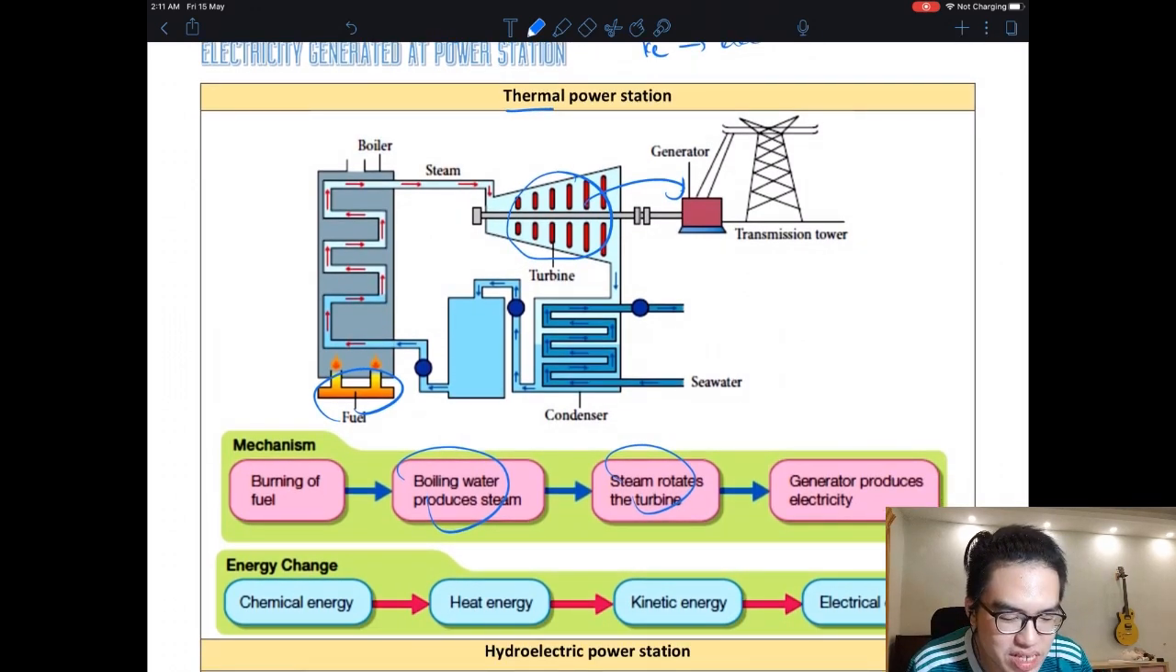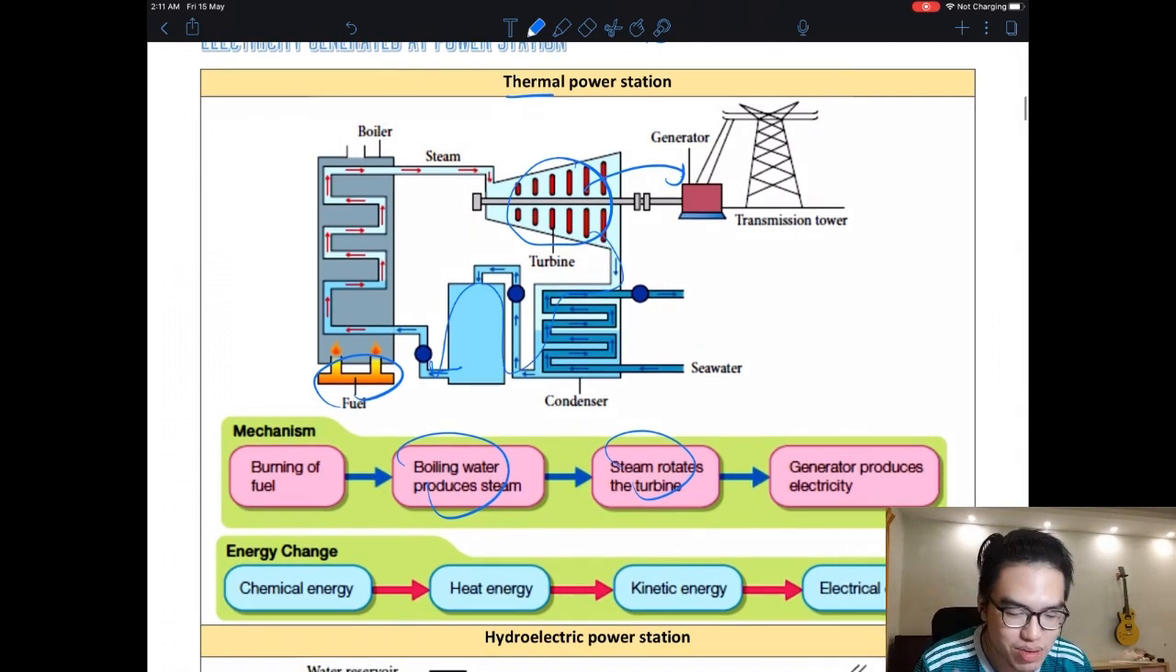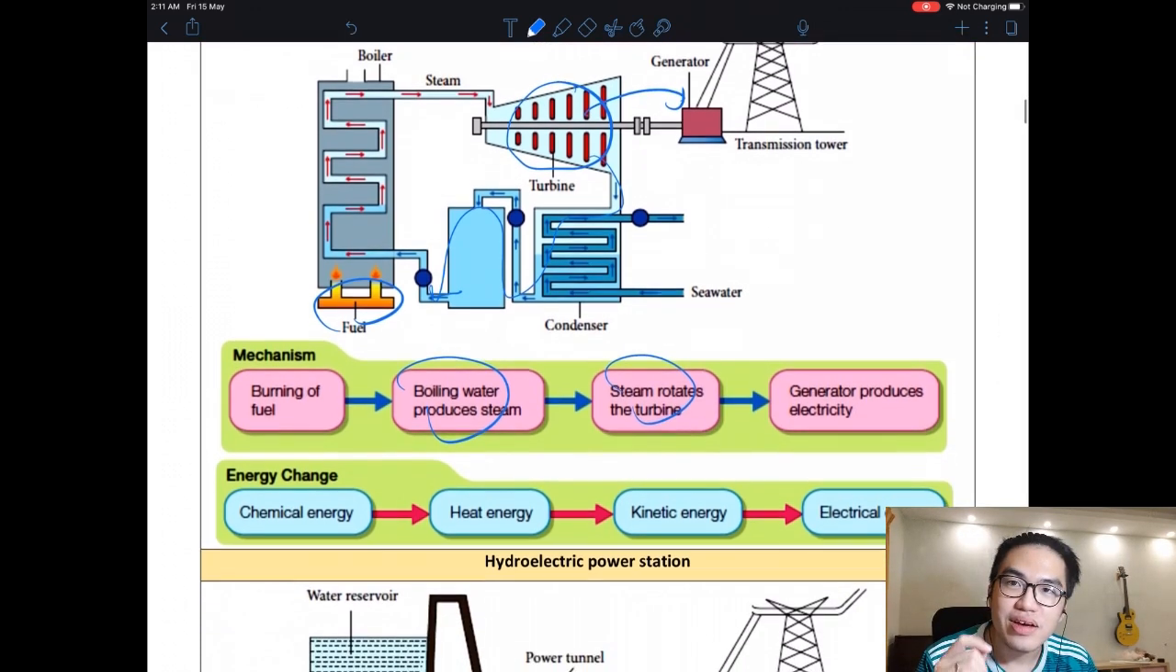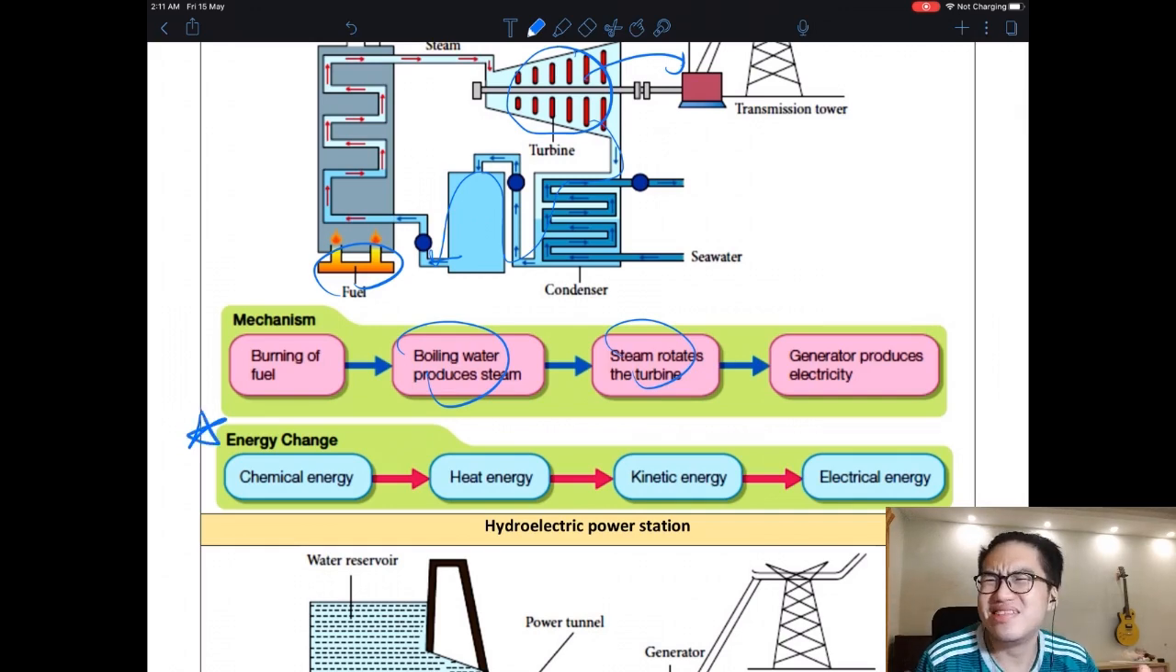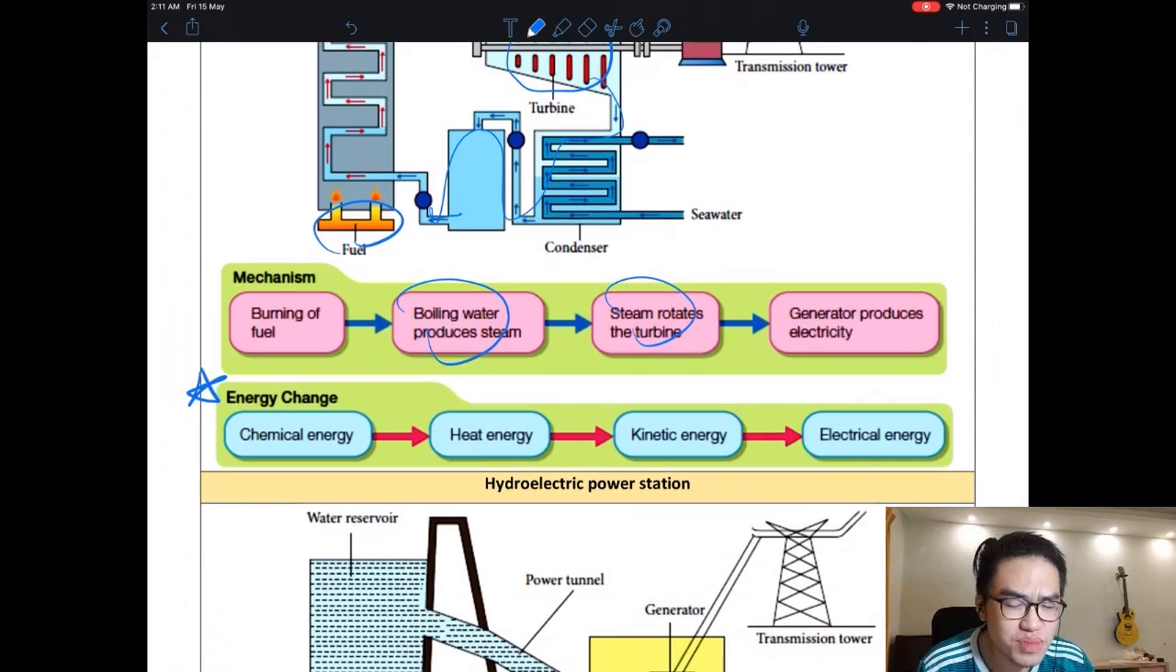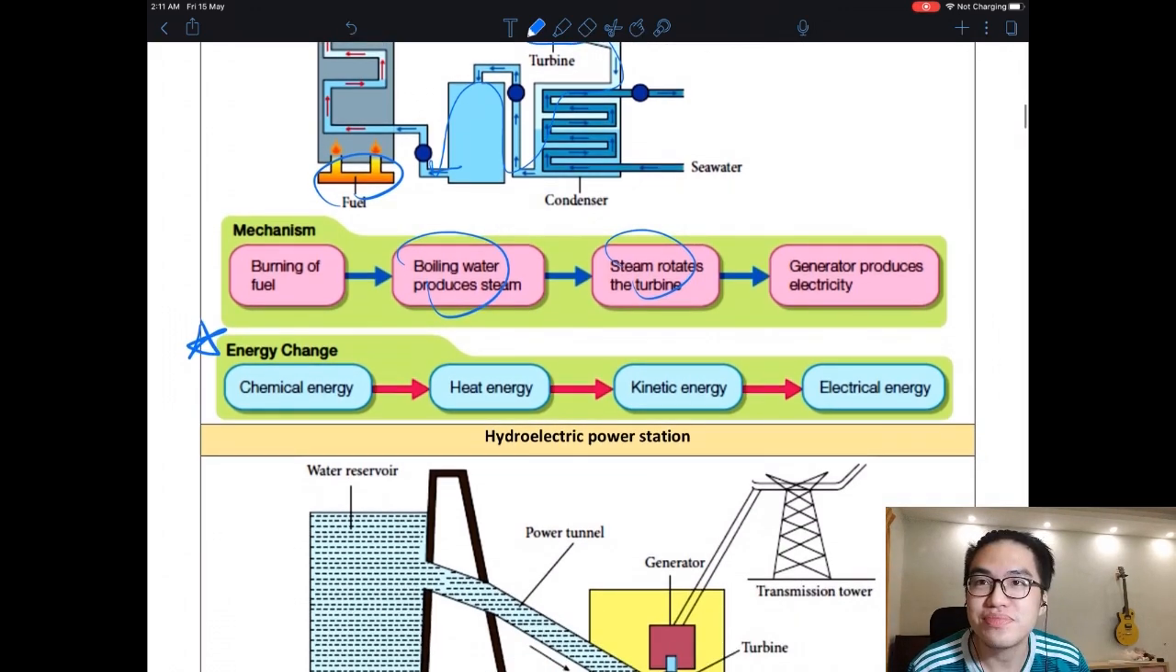After the steam slows down, it goes back to the fuel to be reheated again. What you need to memorize here is the chemical change. It's not really memorizing, it's common sense. Fuel has chemical energy. When I burn it, chemical energy changes into heat energy. Heat energy produces steam. Steam has kinetic energy. Kinetic will change to electrical energy. Common sense. All right.